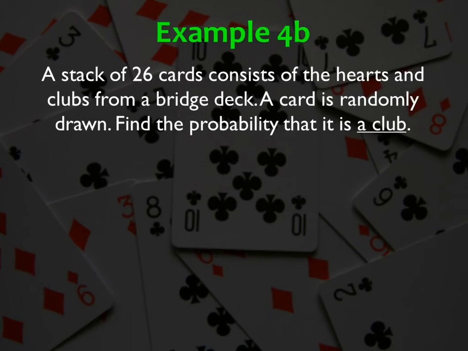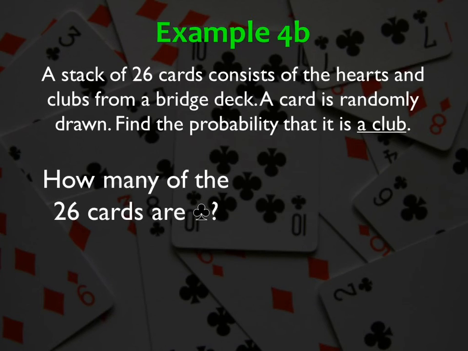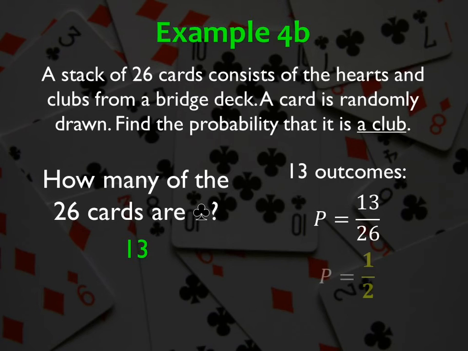What's the probability that you will randomly draw a club? Well, you have 13 clubs out of the 26 total cards, so your probability is 13 out of 26, or 1/2. Okay? And if I asked you about a spade, that would also be 0.